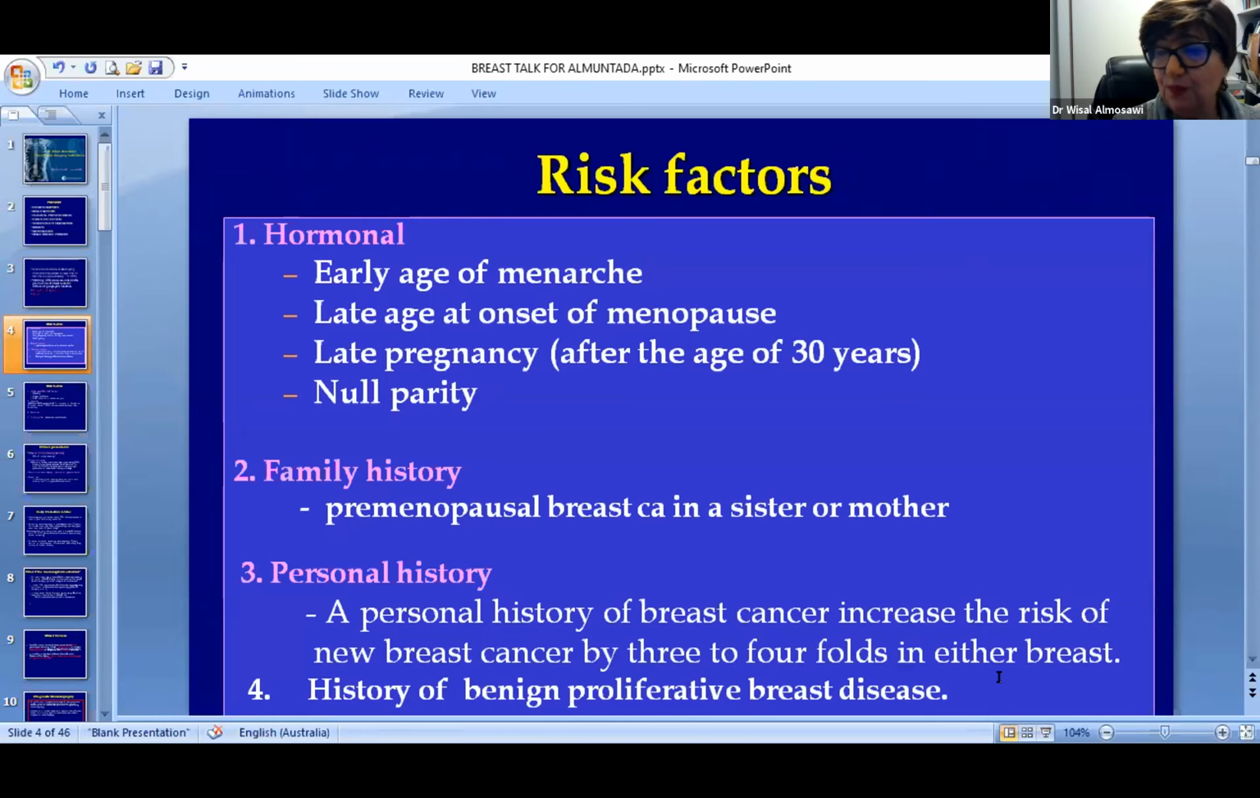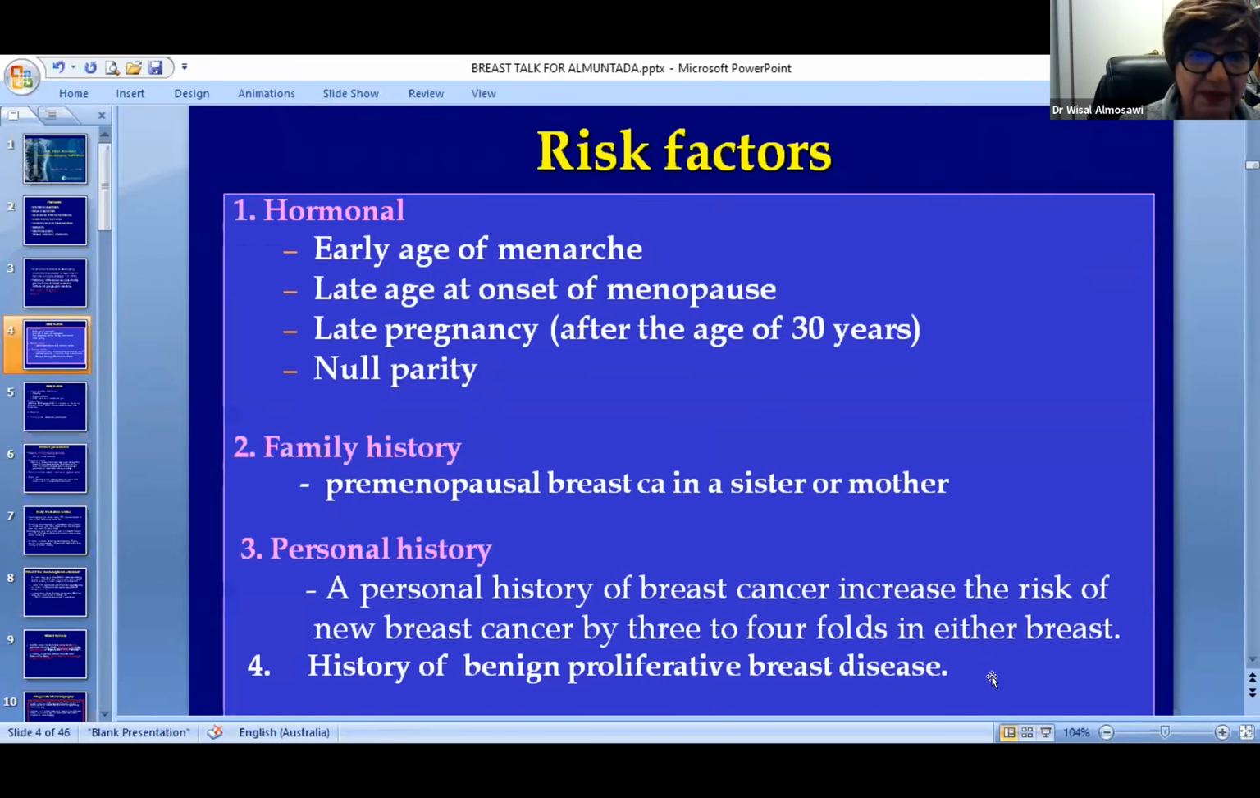Risk factors: why some women get it, why some women don't. I mean, there's not one factor, it's multifactorial. There's a lot of factors which contribute to it. One of the important ones are hormonal. So, for example, early age of menarche. So if the woman has her period at an early age and then menopause at a late age, they are high risk. Late pregnancy after the age of 30, so early pregnancy is better. Nulliparity, so women who don't get pregnant at all, they are at higher risk.